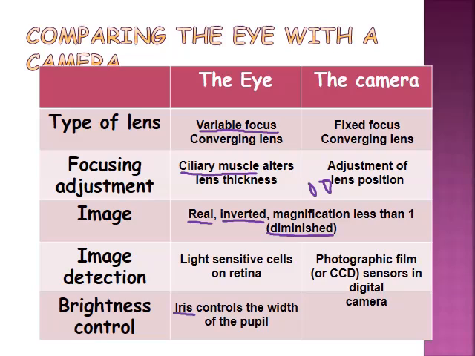For brightness control, we've got the iris, which controls the width of the pupil. If you're in low light, you'll have a very big pupil taking in lots of light. If you're in high light, you'll have a very small pupil. And then for brightness control in cameras, there's something called the adjustment of the aperture. You'll see something that looks like this on a camera, and you can change the size of this, or you can change how long the image is taken for.